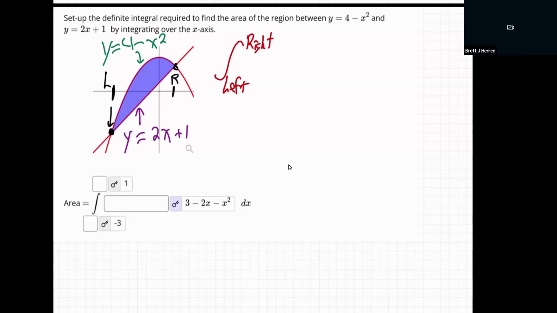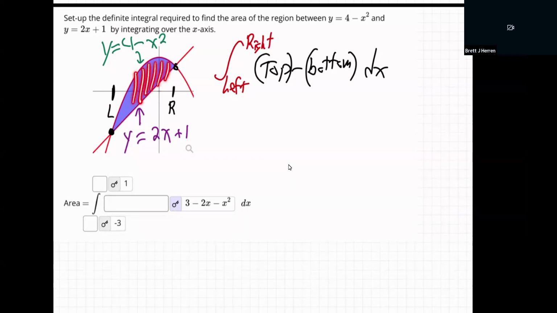Let me put them on the x-axis right here. This is the left edge, this is the right edge. They're the x values of the top function minus the bottom function dx. In other words, we're putting little rectangles sideways to add up all the area between the curves. We take the top function minus the bottom. This is the top function, this is the bottom, to get the area between them. So what is the left and the right?